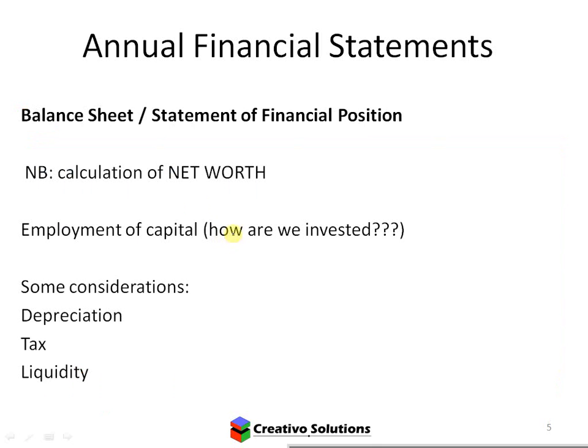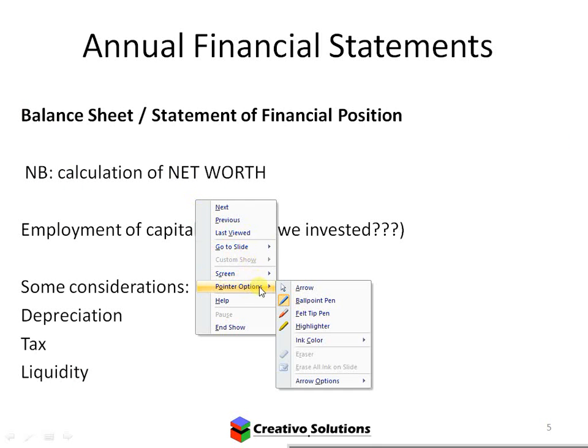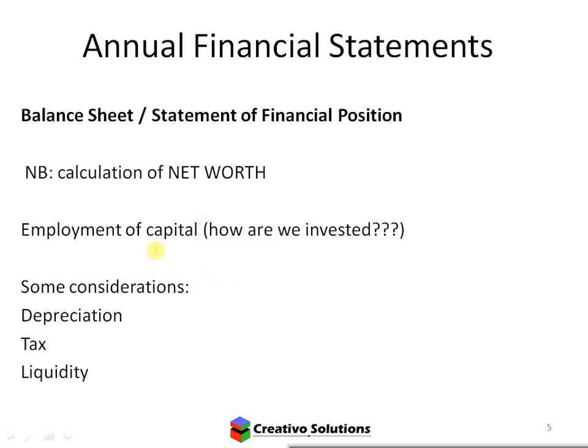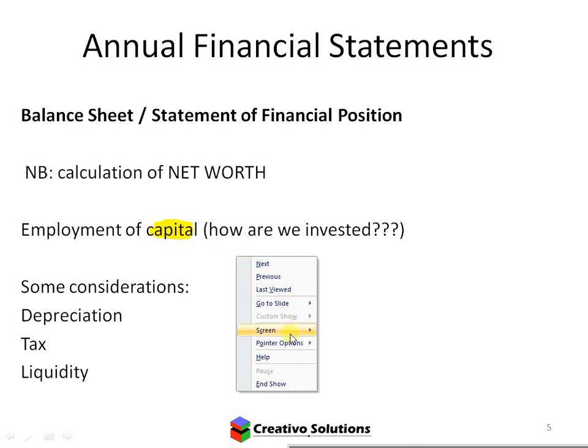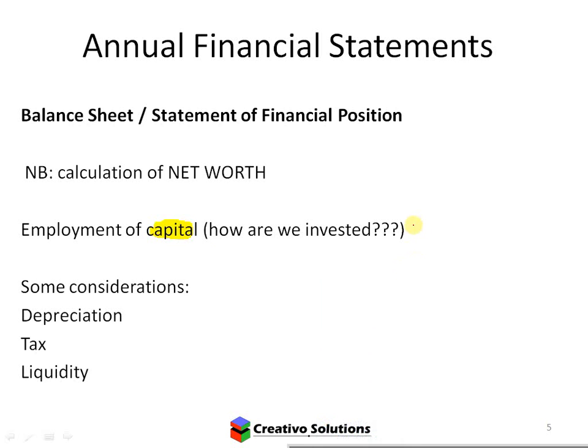Alright, so now we spoke about net worth. We just calculated it. Alright, employment of capital. There's the note. We just spoke about it. How are we invested? Are we investing in assets that are generating income, or are we buying assets that aren't? That's the employment of capital. How are we invested? So let's say one individual.